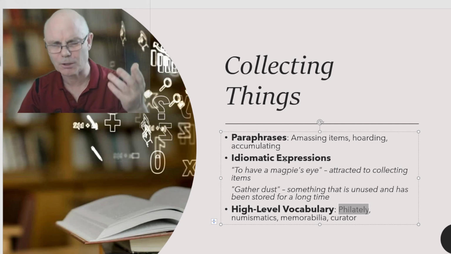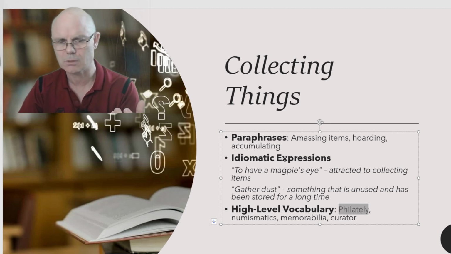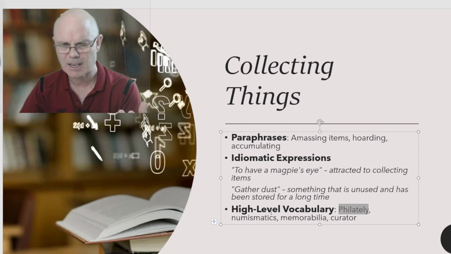Philately, I've seen it, but I've never heard this word spoken. It's to do with collecting stamps and envelopes and other items from a post office. And then this second one, I've never even seen it before. I had to look this one up.